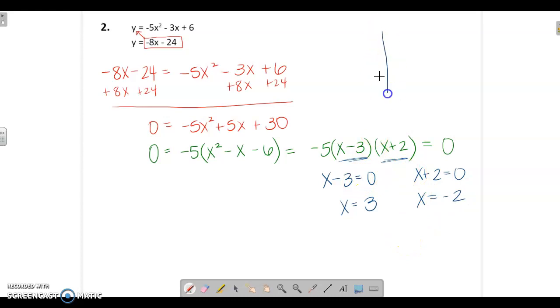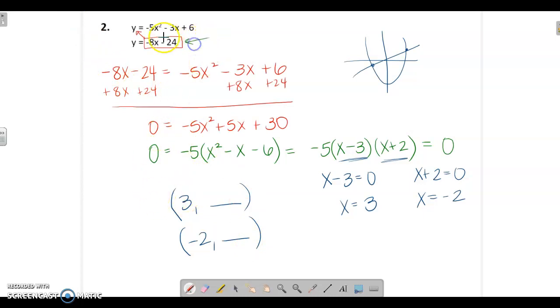So again, this means that we have a situation where you have a parabola crossing the line in two spots. So our points, our solutions, are (3, something) and (negative 2, something). So when we plug these in, that's our final step. If I plug 3 back into this equation, negative 8 times 3 is negative 24, minus 24 more is negative 48. And if I plug in negative 2, negative 8 times negative 2 is 16, minus 24 is negative 8. So our two solutions are (3, negative 48) and (negative 2, negative 8).